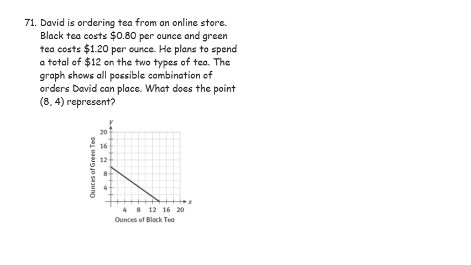Alright, number 71. David is ordering tea from an online store. Black tea costs 80 cents per ounce, and green tea costs $1.20 per ounce. He plans to spend a total of $12 on the two types of tea. The graph shows all possible combinations of orders David can place. What does the point (8, 4) represent?